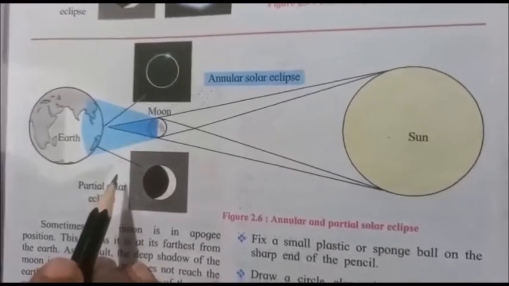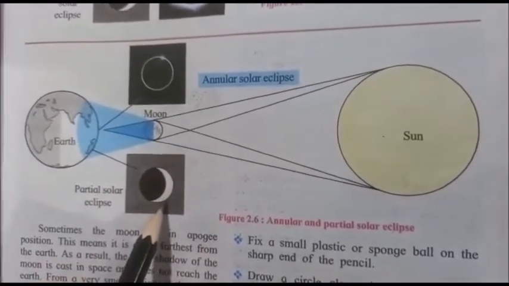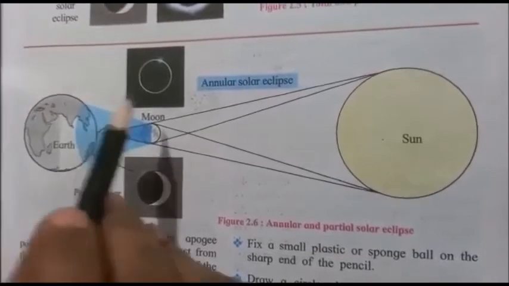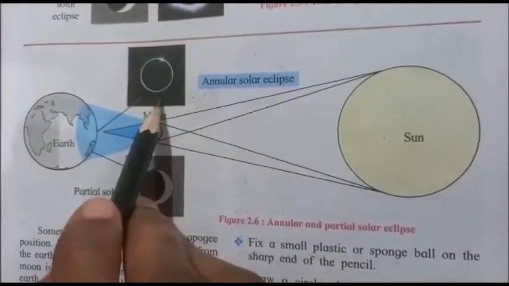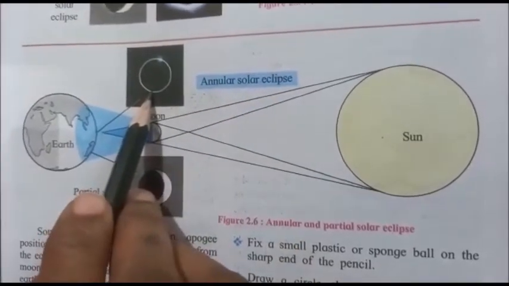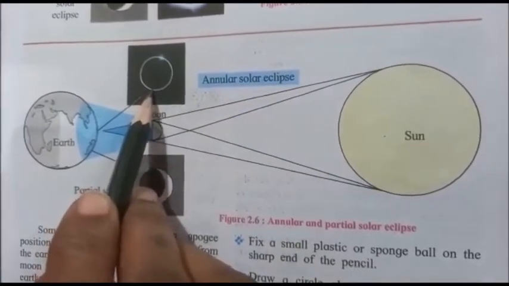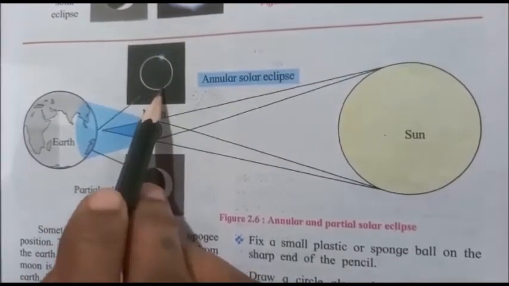Annular eclipse is a rare phenomenon. So you can see here in this picture the partial solar eclipse, and in this picture you can see the annular solar eclipse. You can see the illuminated edge of the sun disk. It looks like a ring.